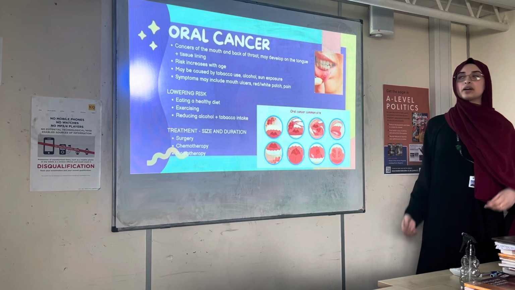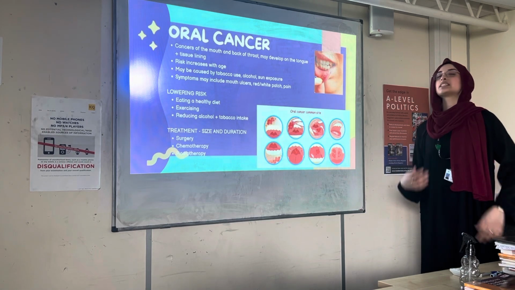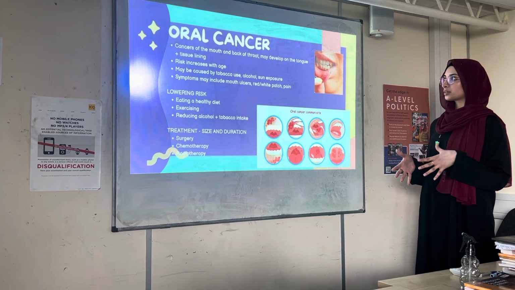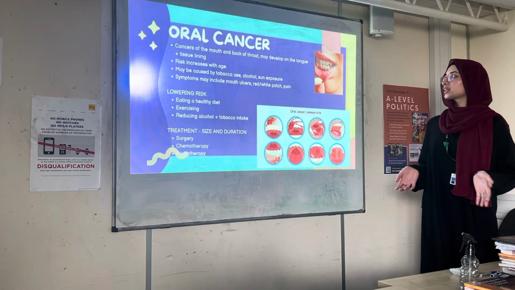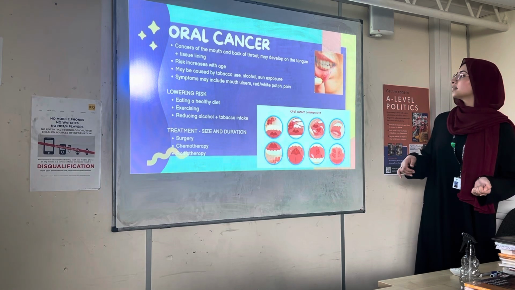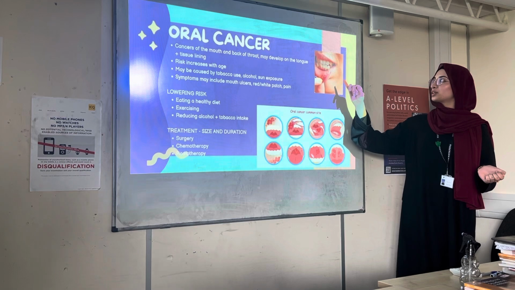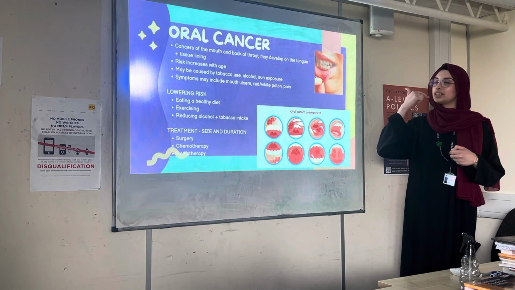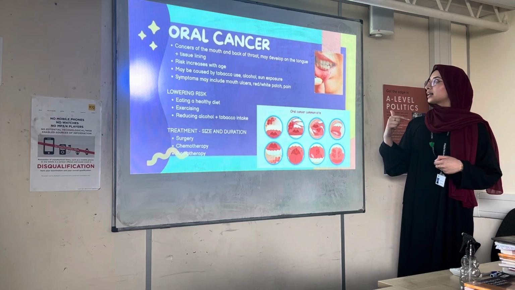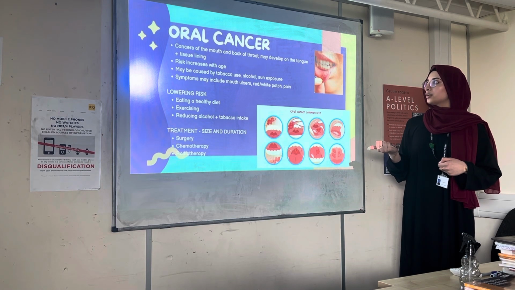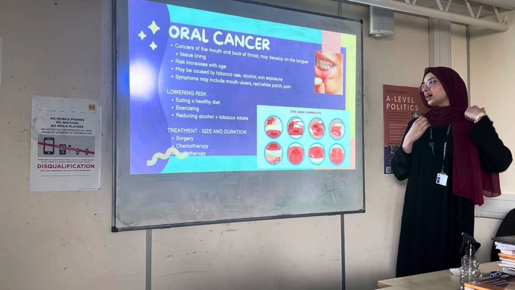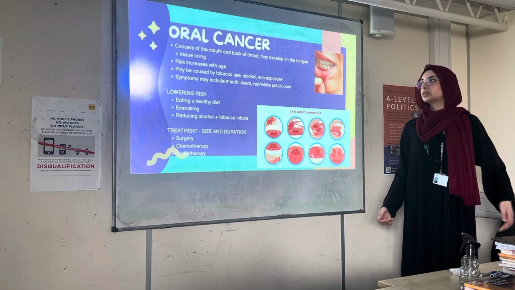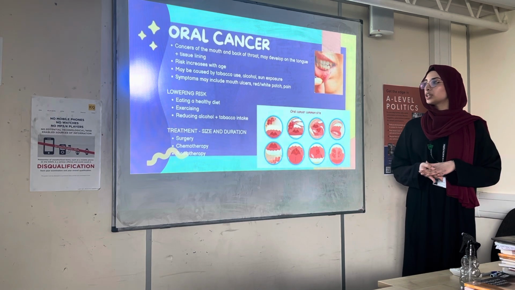So I'm going to be talking about oral cancer, and oral cancer is normally cancers of the mouth and the back of the throat, and it could develop on the tongue and the tissue lining. So over here, this is one of the more tame pictures that I found on Google, that it's on the inner lining of the lip, so that also comes under oral cancer. And obviously your risk increases with age, and it can be caused by tobacco use, alcohol, or sun exposure.